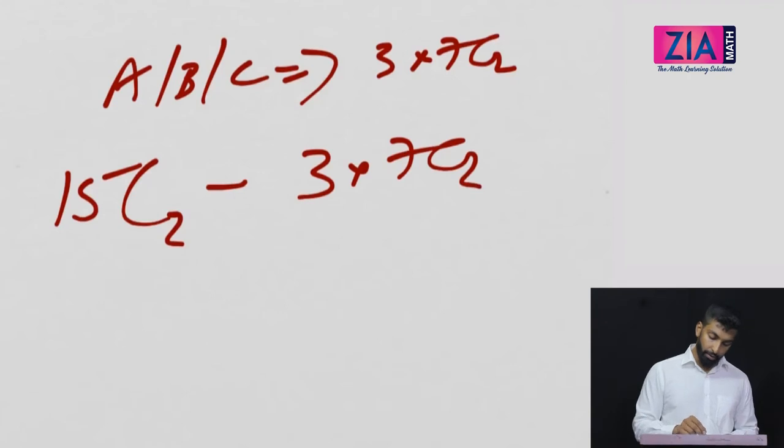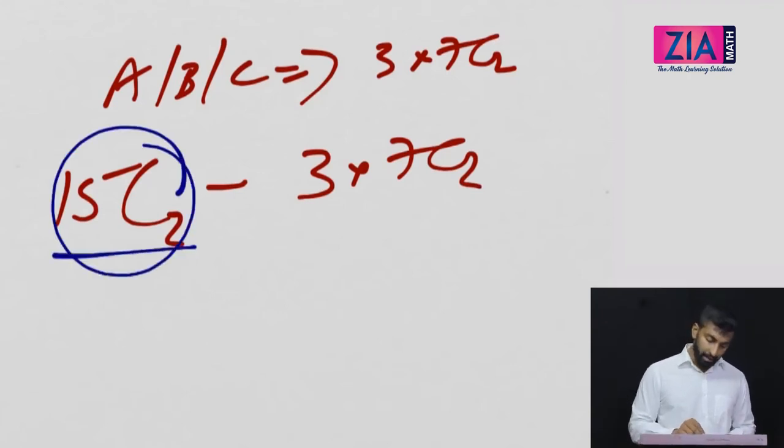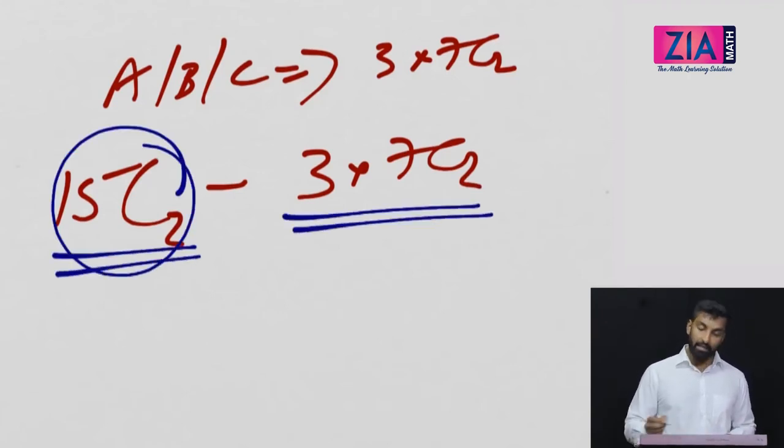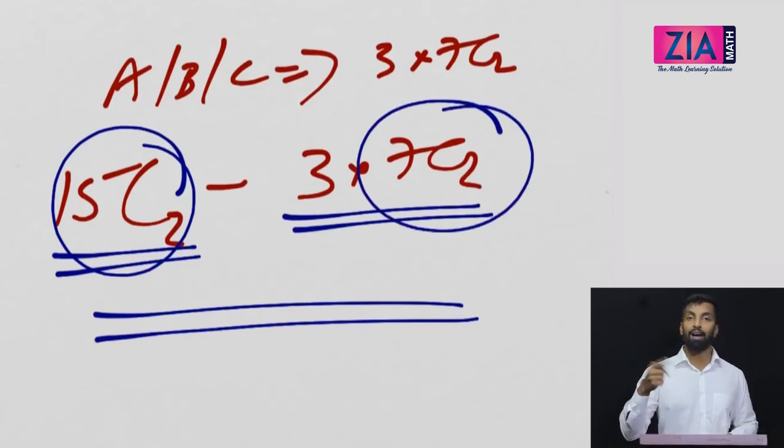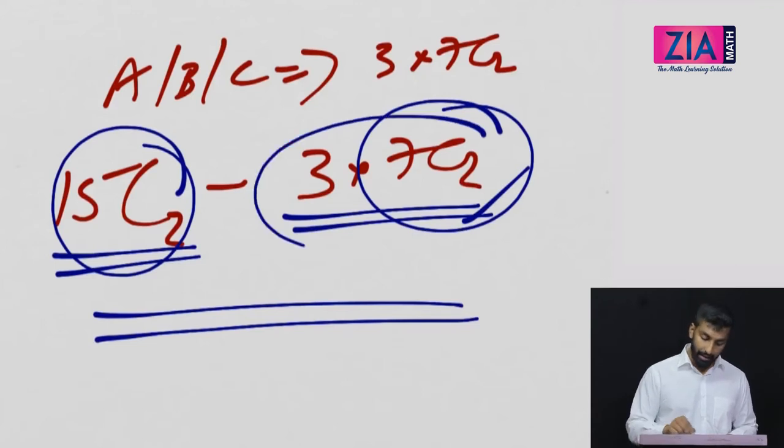How? You got it? 15C2 is the total. 3 into 7C2 is the number of ways A, B, C get more than 7 chocolates. So you get the number of ways in which A, B, C will get at most 7 chocolates. So how did you find this? 7C2 is A violating, 7C2 is again B violating, and 7C2 ways again C will violate. That's why 3 into 7C2.